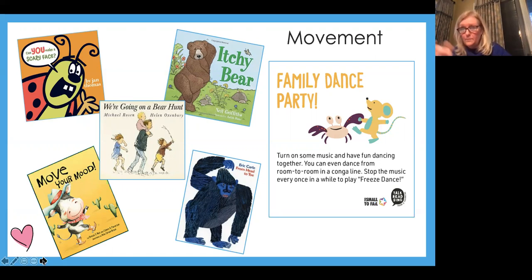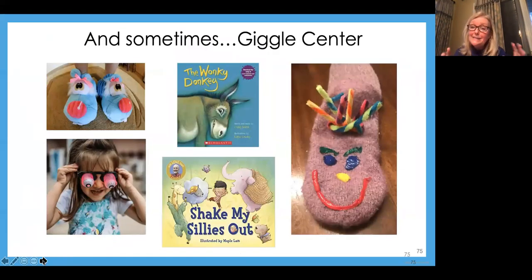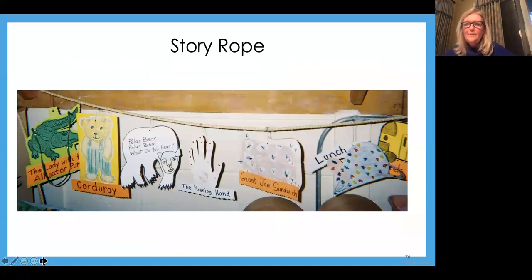And Move Your Mood is one of the ones they're given away. Can You Make a Scary Face? Really fun books around that. And sometimes you just need to have fun, right? Especially like with the craziness of everything going on. Have a giggle center. Have things during the day that are just fun, silly moments. And just that, ways you can, again, link that. Being able to just relax and have fun and linking that to some of those fun books that support doing that. Think about all the books we talked about.